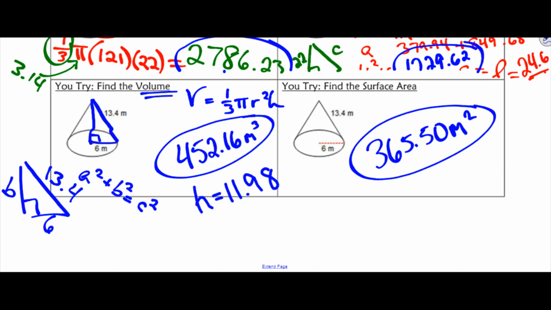For the second answer, did you use the height of 11.98, or did you use the slant? I got 451.4. That's still okay. Okay, you wanted to use the slant height. You're using that as L. So pi times r squared, which is 6 squared, plus pi r L.